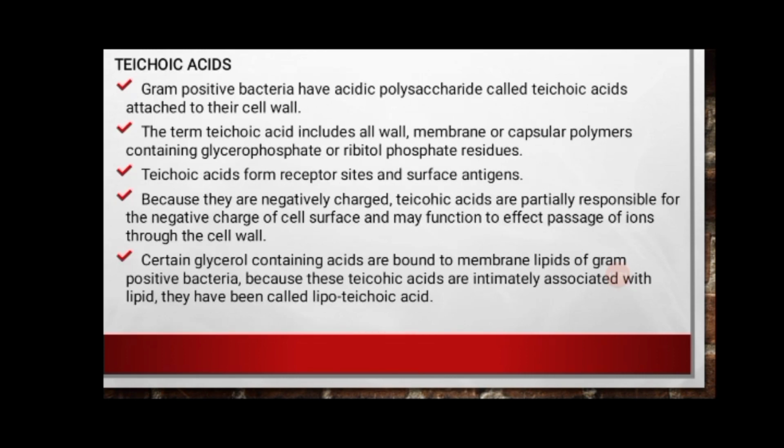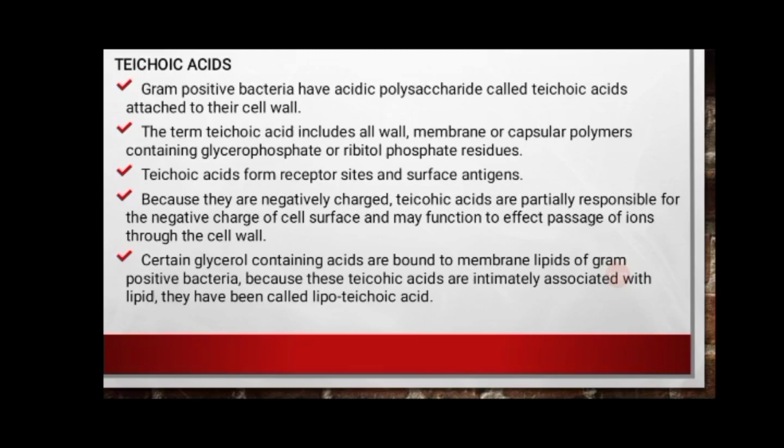One more essential component is teichoic acid. Gram-positive bacteria have an acidic polysaccharide called teichoic acid attached to their cell wall, but in gram-negative bacteria, teichoic acid is not present. The term teichoic acid includes all wall, membrane, or capsular polymers containing glycerophosphate and ribitol phosphate residues. Teichoic acids form receptor sites and surface antigens because they are negatively charged.